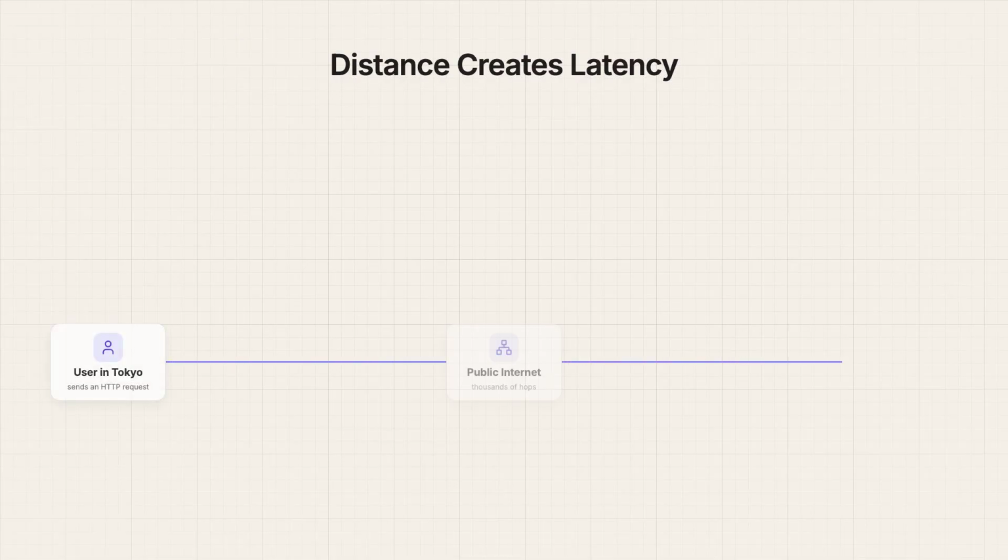Light travels fast, but not fast enough to hide geography. A user in Tokyo requesting a page from a New York server must cross roughly 11,000 kilometers of fiber. Each router hop adds delay. That physical distance translates directly into latency, and latency means a slower, worse experience for the user.